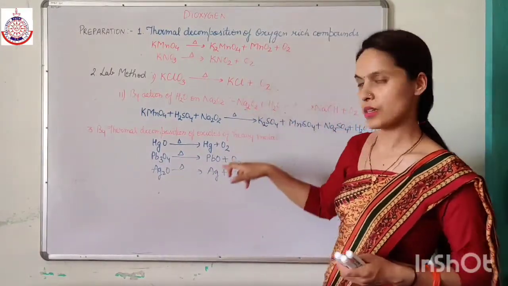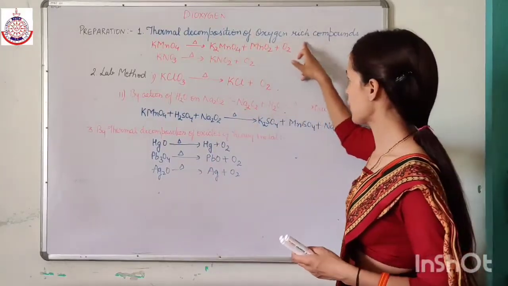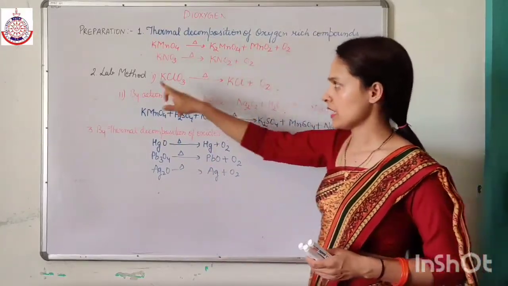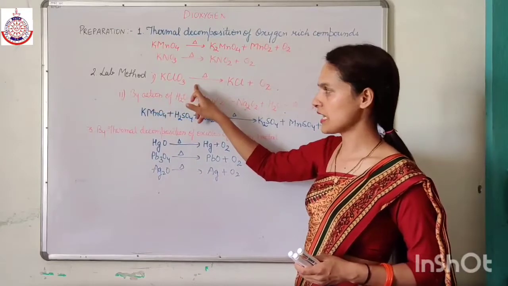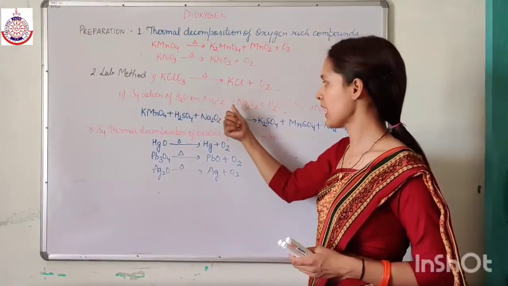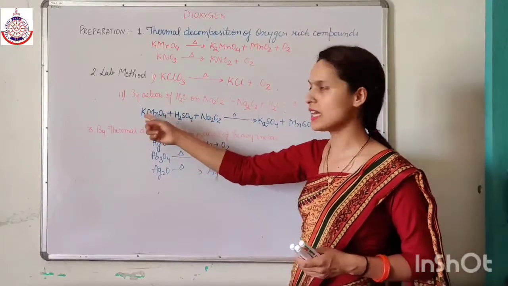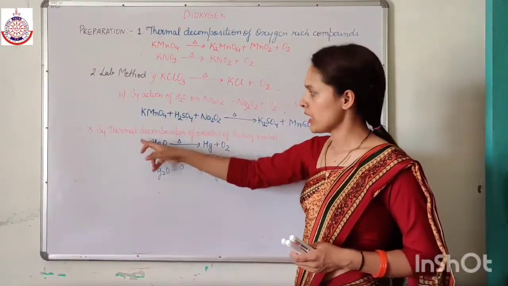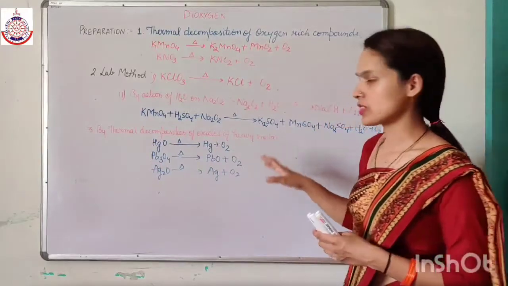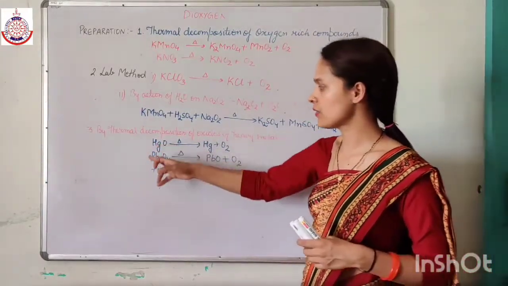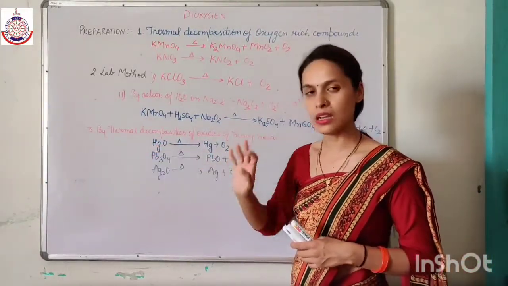So we have studied three methods. First, thermal decomposition of oxygen-rich compounds. Second, in the lab we can prepare by heating KClO3, by reacting Na2O2 with water, or by reacting Na2O2 with acidified KMnO4 solution. Third, by thermal decomposition of the oxides of some heavy metals like silver, mercury and lead.